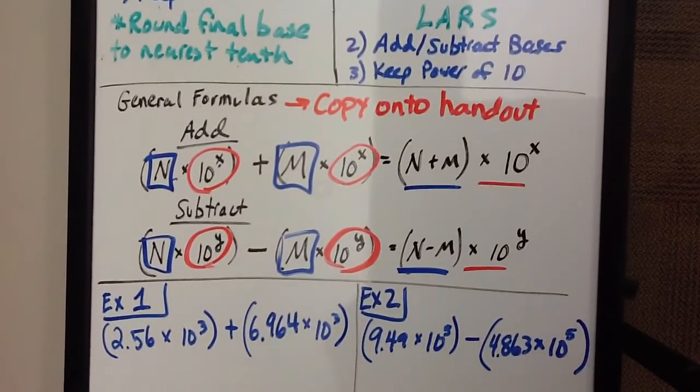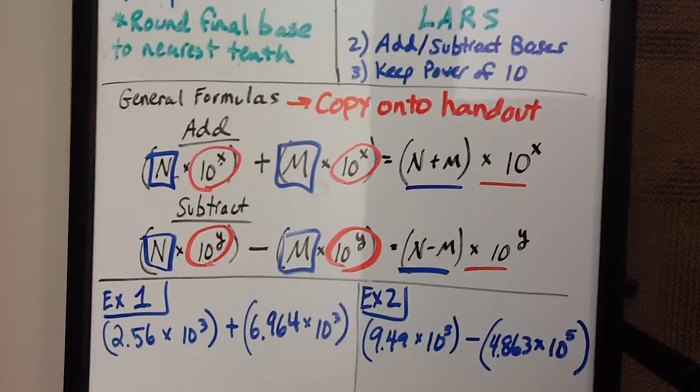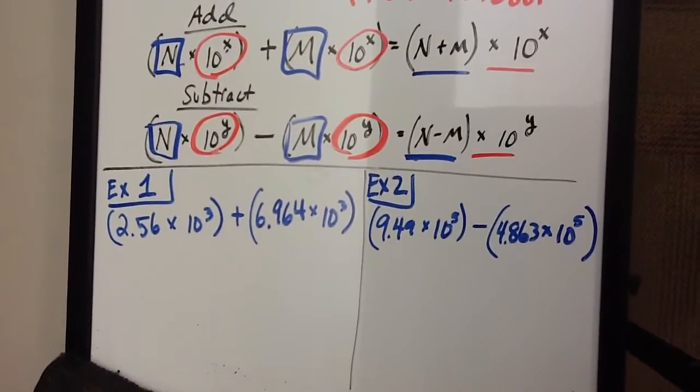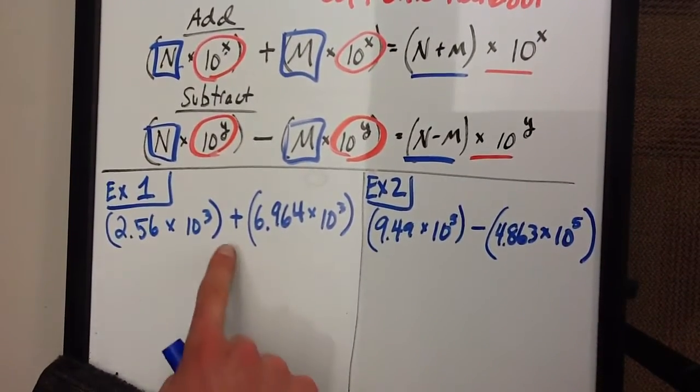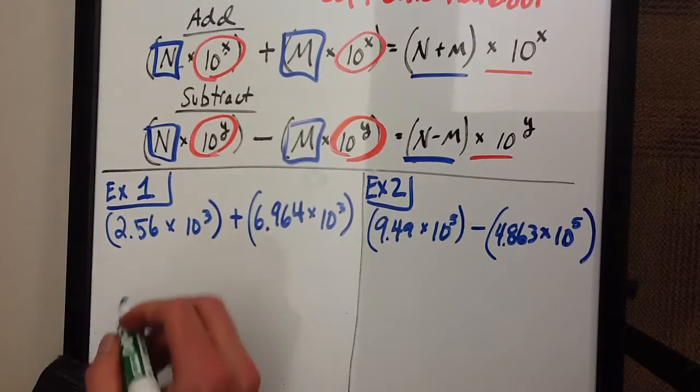Finally, we'll end with 2 examples, one addition and one subtraction. Now in both of these examples, you're going to notice that the powers of 10 are the same. So we can go ahead and add and subtract the bases and then keep the power of 10. So in example number 1, we have 2.56 times 10 to the power of 3 plus 6.964 times 10 to the power of 3. So step 1, I'm going to add the bases together.